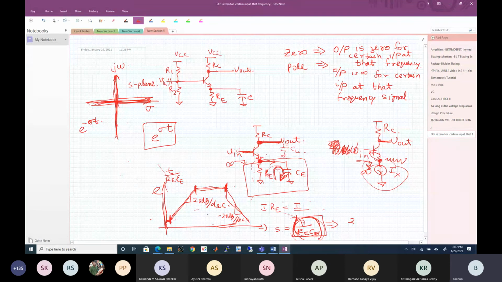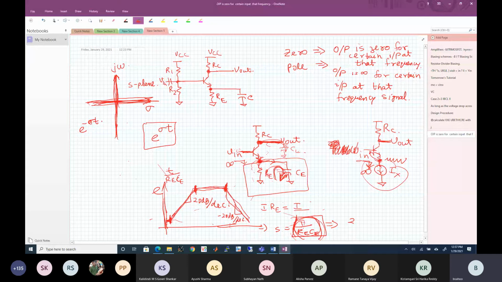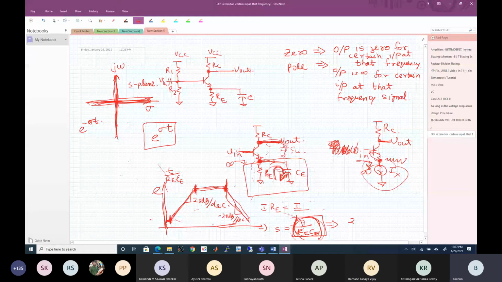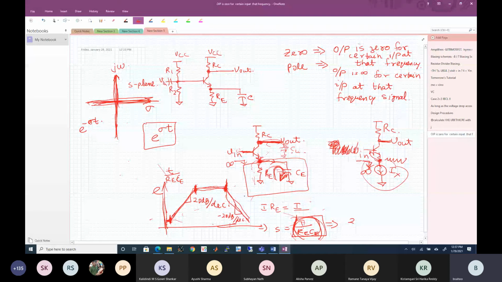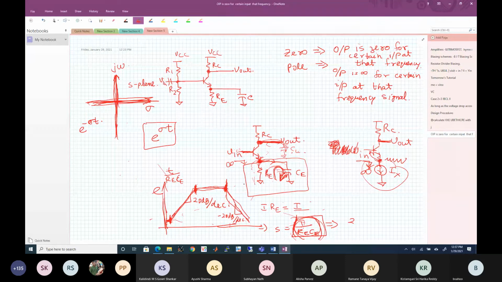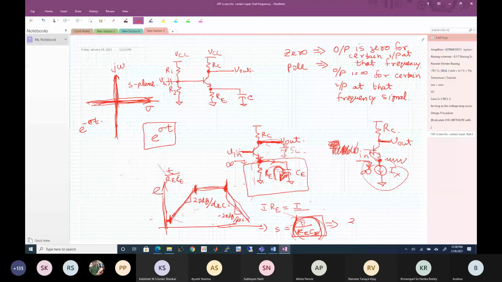So you should see a zero at this value. You should see a pole due to this node, due to this capacitor. You should see another pole due to this capacitor, and thereby a frequency response looking like this. This pole will be RC times CL. This pole will be 1 over gm parallel RE times CE. That is where the poles and zeros are going to be. With this, I think you can do the lab experiment to some extent. Anything else in the lab that I need to cover now? Any questions so far?